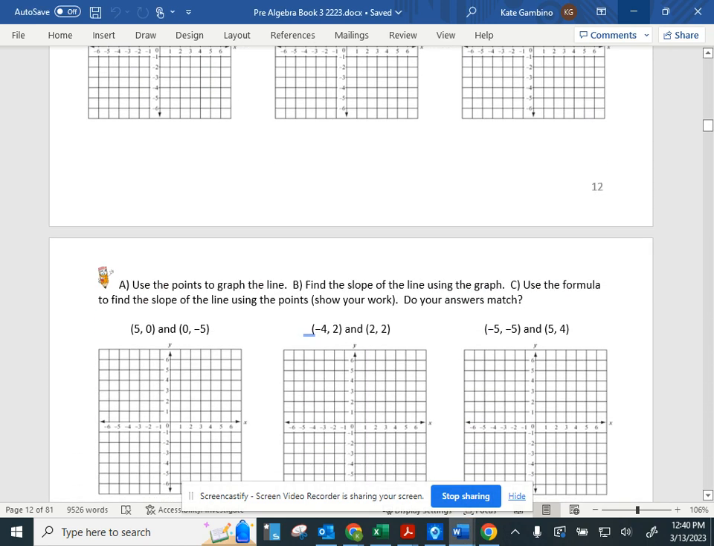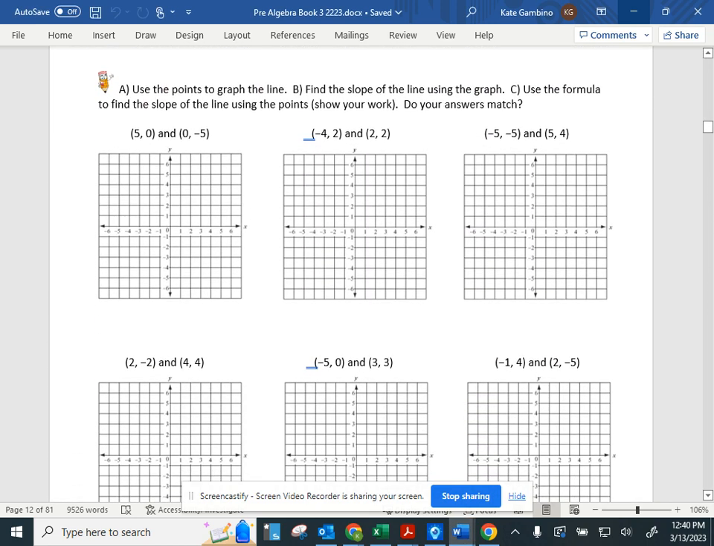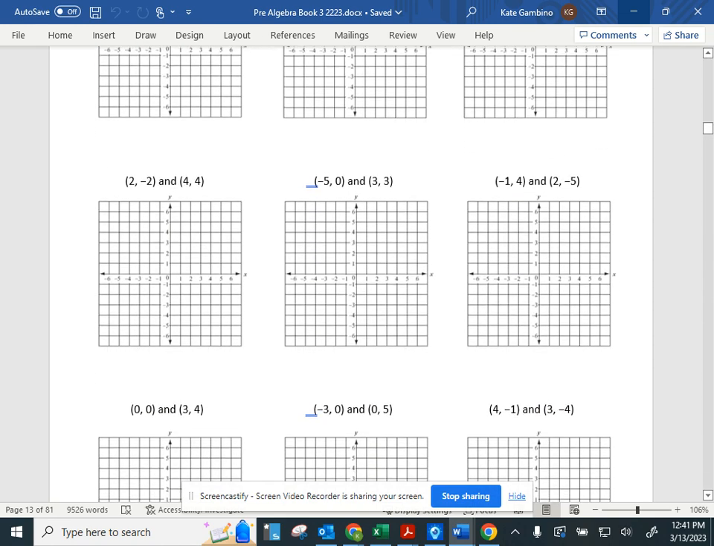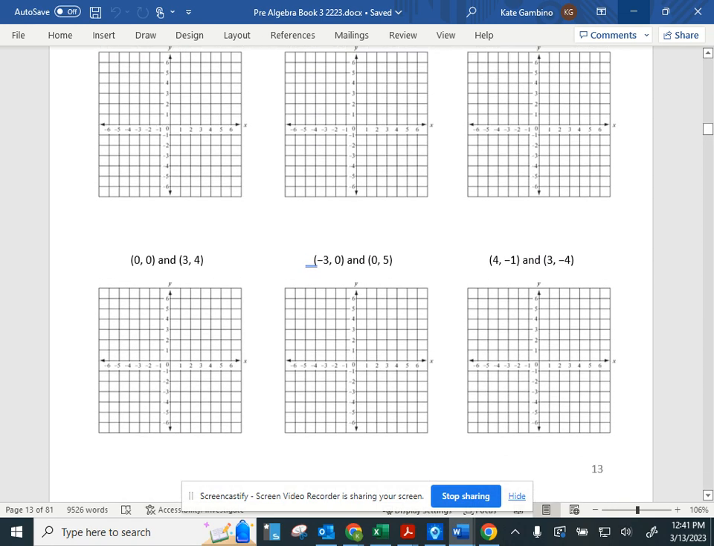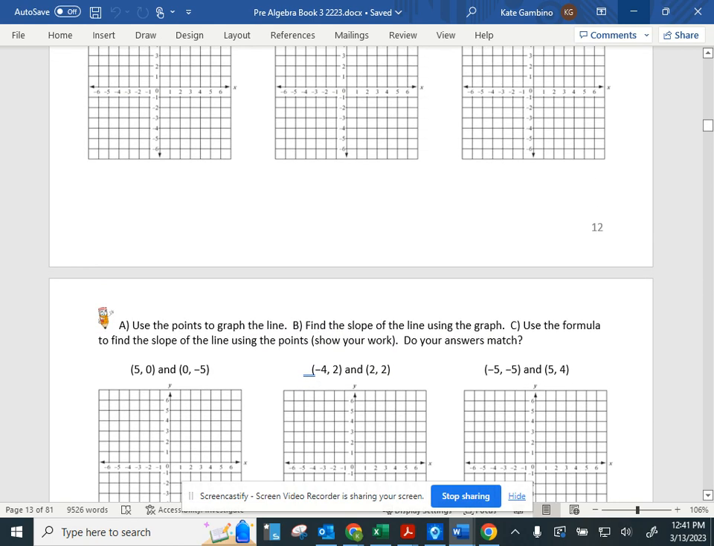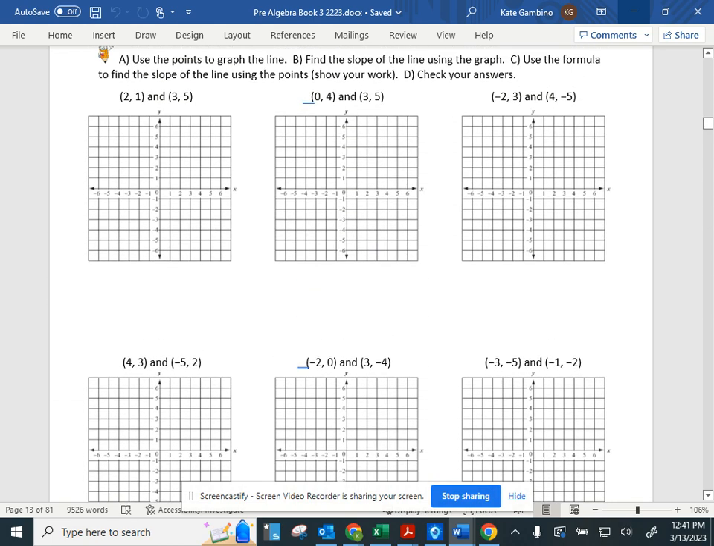Well, let's look at our second page. Use the points to graph the line, find the slope, use the formula, do your answers match, exact same steps. So you're doing the exact same thing on the second page. And since we were feeling confident about it, I'm going to let us work on our own. I have my answers up front when you want to come and check to see if you're getting it.